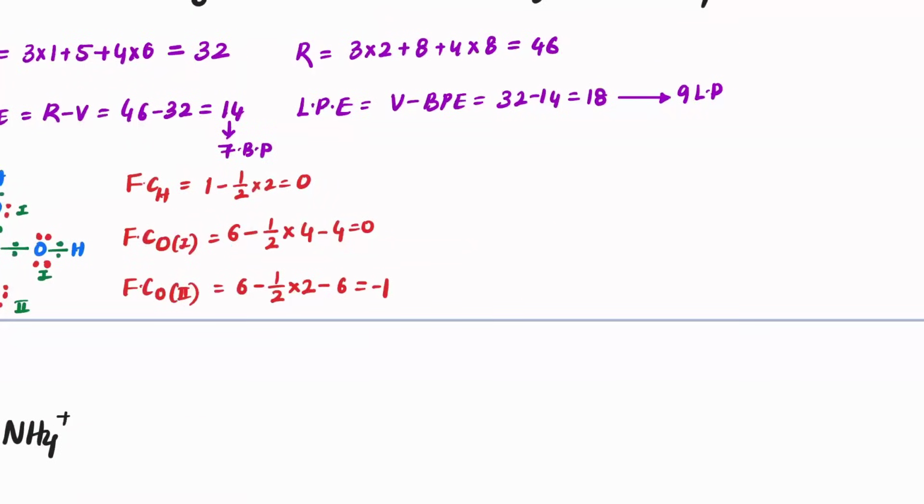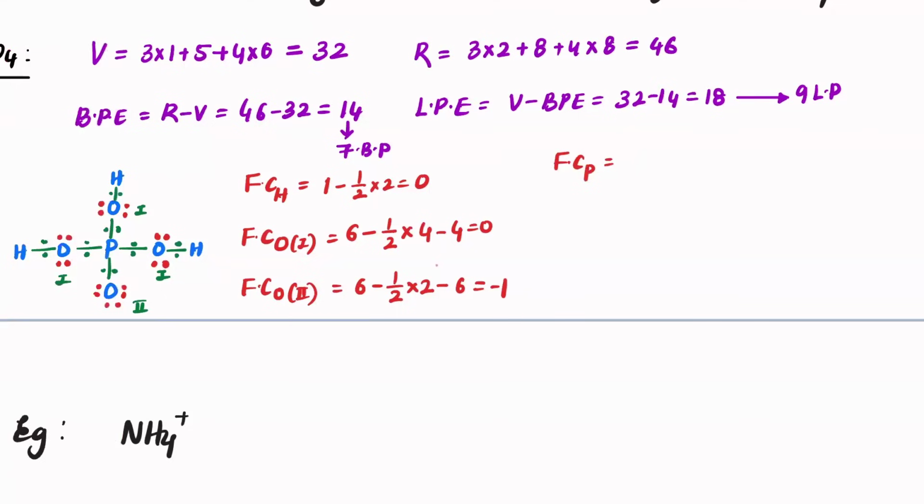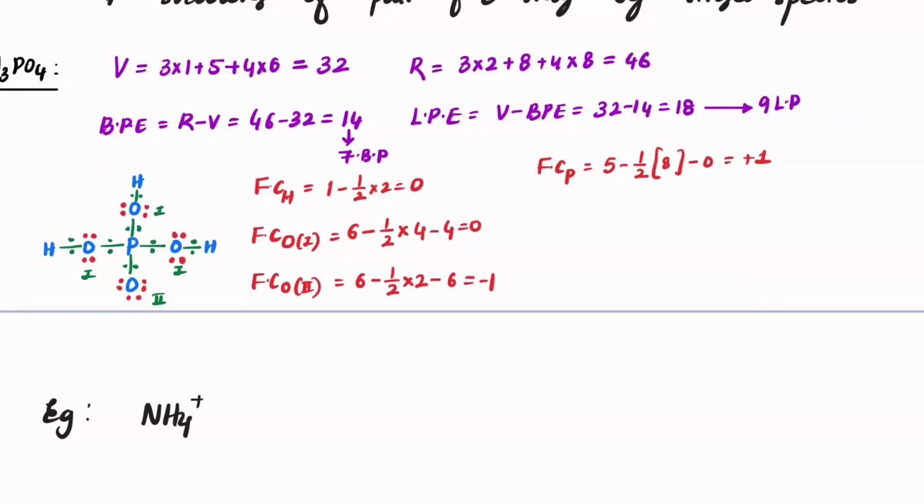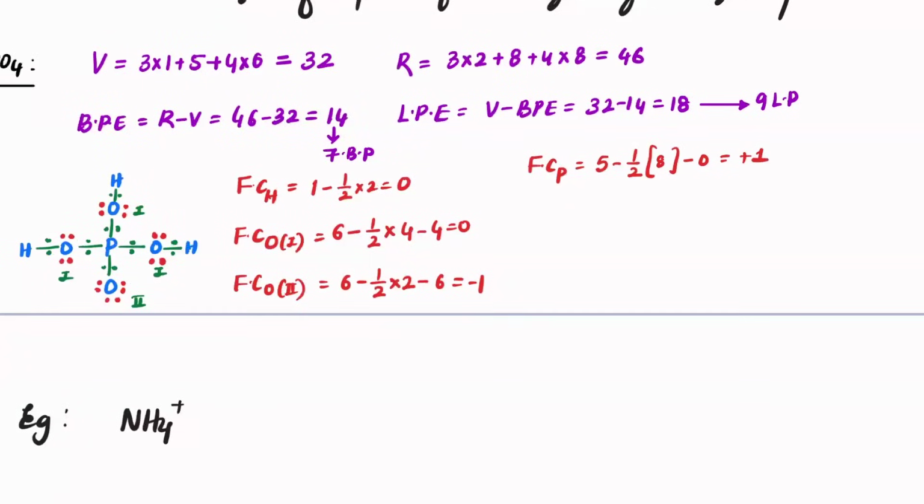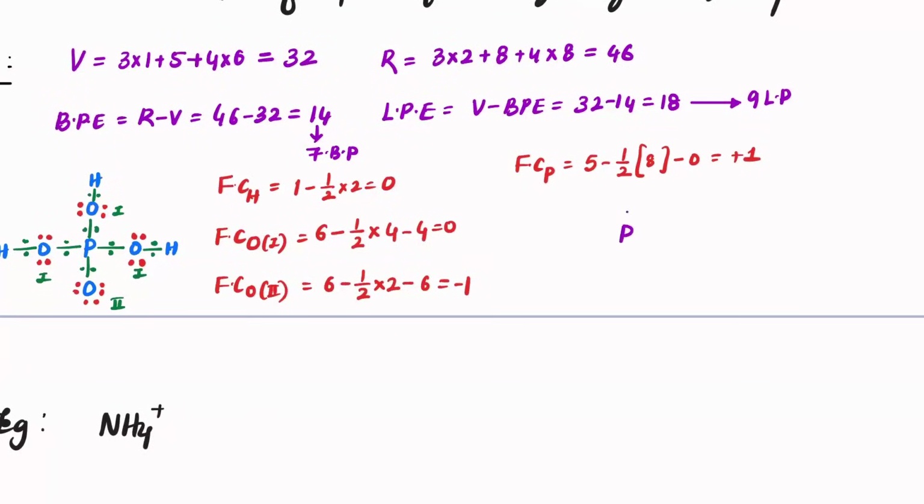And similarly, formal charge of phosphorus: valence electrons are 5, minus half into how many bonded electrons we have? 8, and no lone pair electrons, so that makes it plus 1. So have you noticed something? This oxygen has minus 1, this phosphorus has plus 1. Those are the formal charges, and they can be converted into a dative bond. So hence we have P, OH here, OH here, and OH here, and one dative bond here like this.